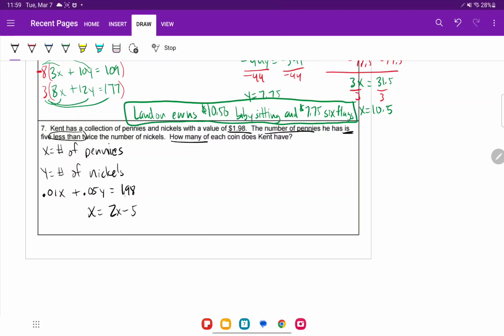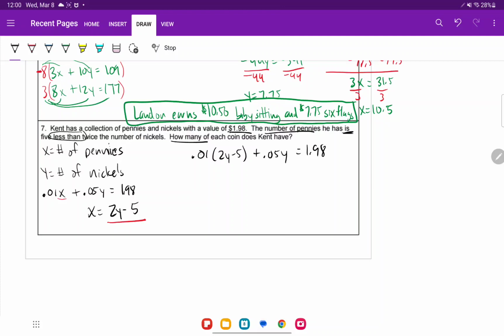All right, so we have these two equations here. This one, let me see. Nickels is y. Sorry about that. I put an x there. That should be y. So the number of pennies is equal to 5 less than twice the nickels. Okay, so this is going to be a substitution problem. It's solved for x. We're going to substitute in for x. So over here, we're going to say 0.01 times 2y minus 5 plus 0.05y is equal to 1.98.